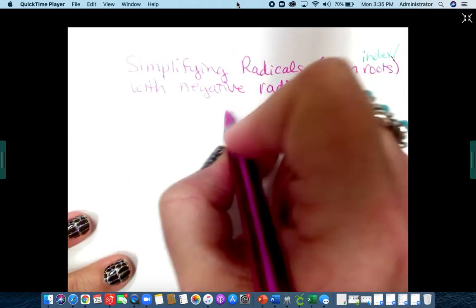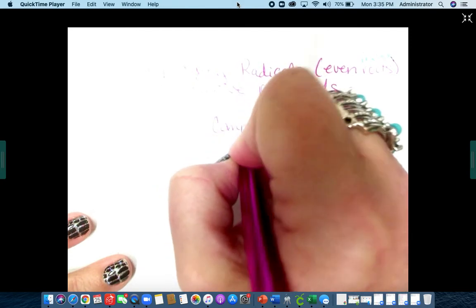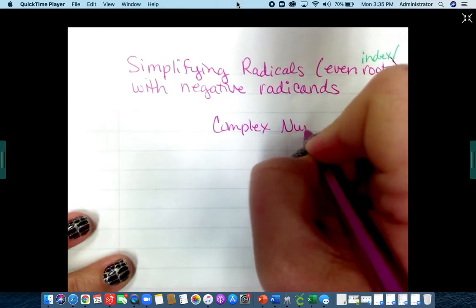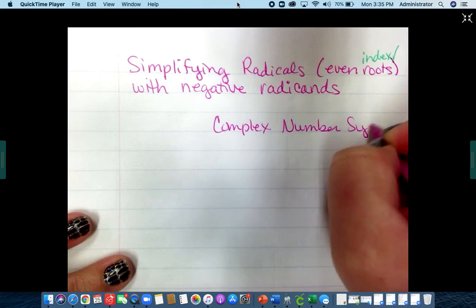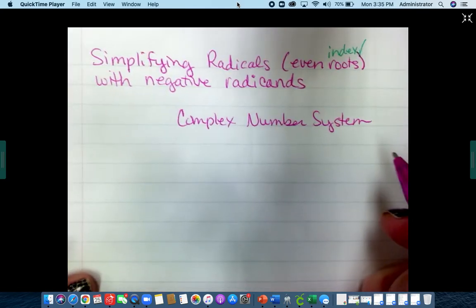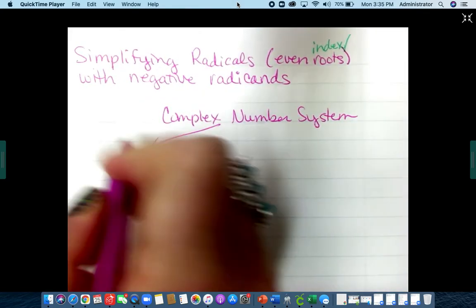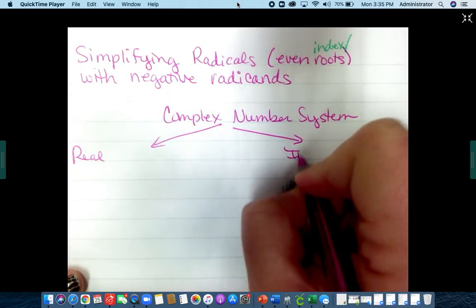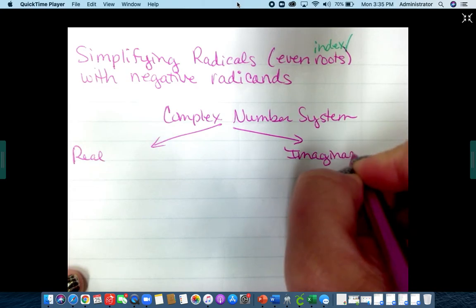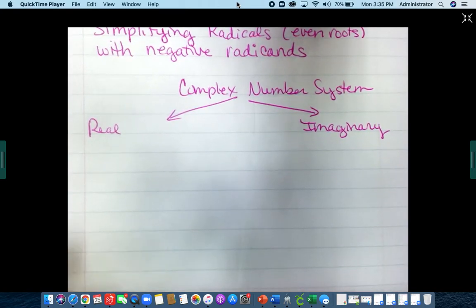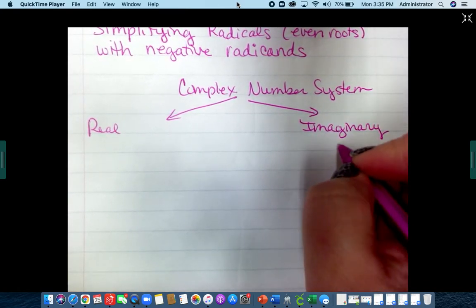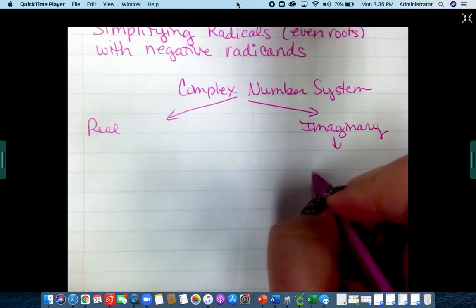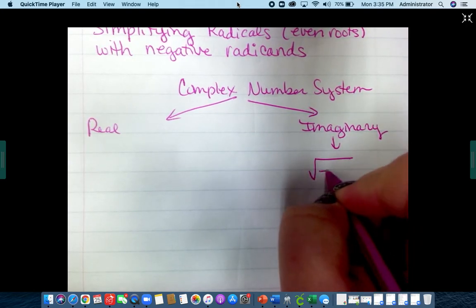The very first day of class, we talked about the complex number system, and you had a graphic organizer, okay? And in that complex number system, we said that numbers can either be real or they could be imaginary. So now's when that's coming back. So imaginary numbers exist when we take the square root of a negative number.